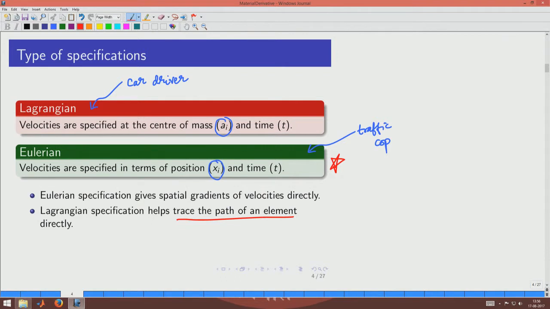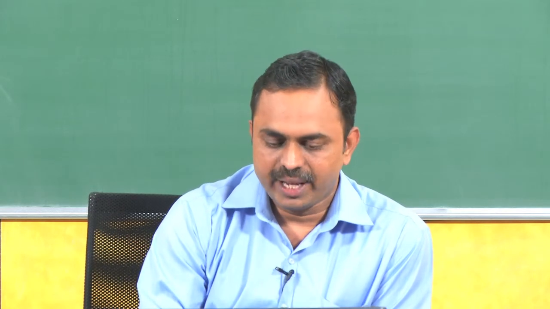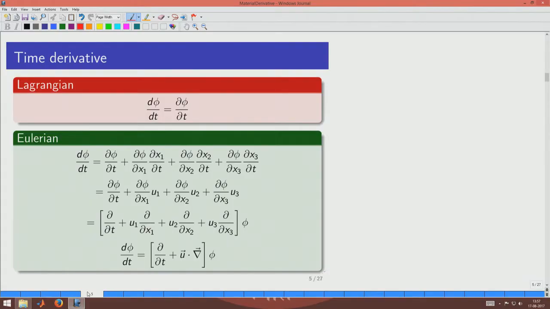So, you would actually use Eulerian specification to describe the fluid flow, and Lagrangian specification to trace the particle which is nucleated and being advected in the domain. Okay, so, let us now define the time derivative for these two specifications. Because the Lagrangian specification is always at the location where the particle is, we do not have to worry.